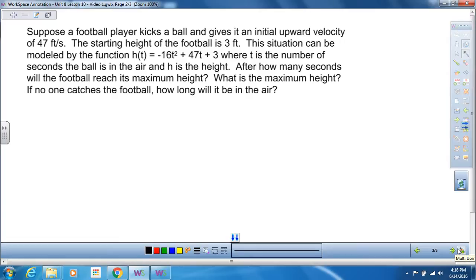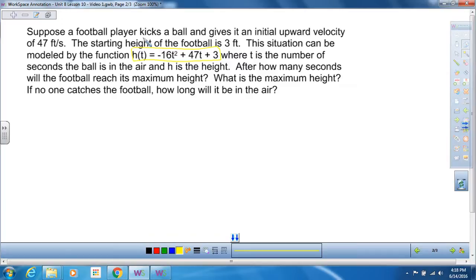So suppose a football player kicks a ball and gives it an initial upward velocity of 47 feet per second. The starting height of the football is 3 feet. The situation can be modeled by the function h of t equals negative 16t squared plus 47t plus 3, where t is the number of seconds the ball is in the air and h is the height. Okay, so I really need this equation. So this is important information here. After how many seconds will the football reach its maximum height? And then what is the maximum height?